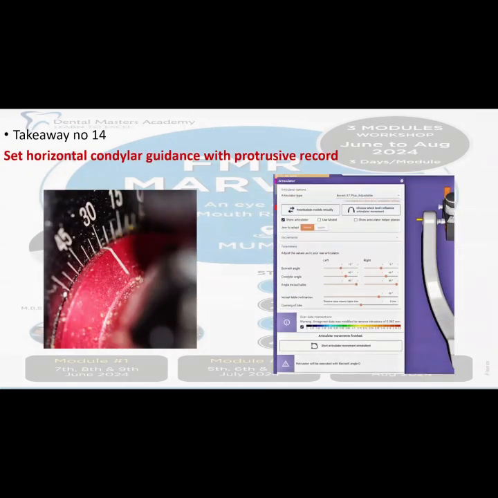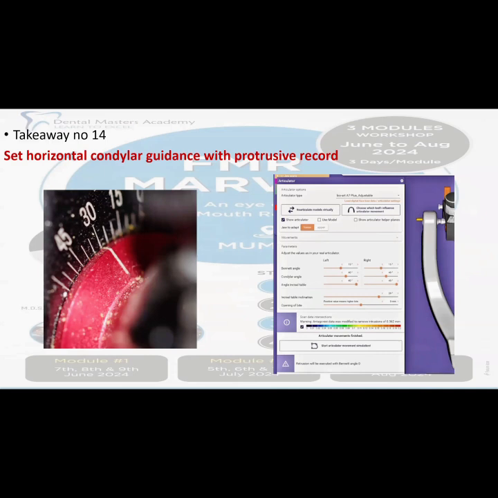This is what I was speaking about. The protrusive record is used to set the HCG. In simple words, for people who don't know what HCG is, horizontal condylar guidance is the movement of the condyle in the glenoid fossa when the patient is protruding the mandible or opening up the mandible. So when the condyle is moving in the glenoid fossa and the patient takes it forward and we record that forward movement, it is known as a protrusive record.